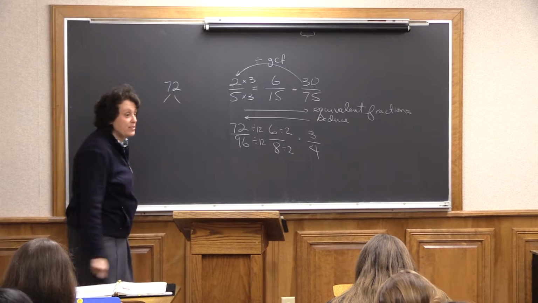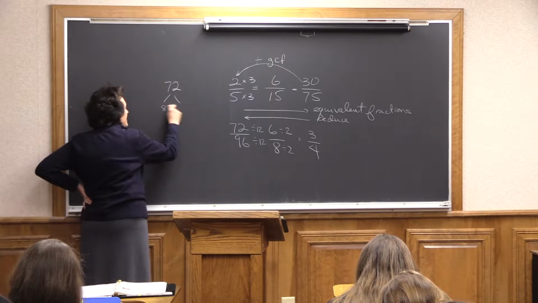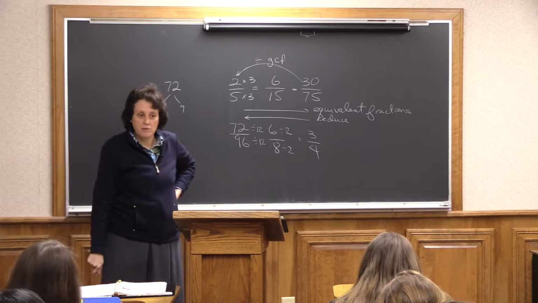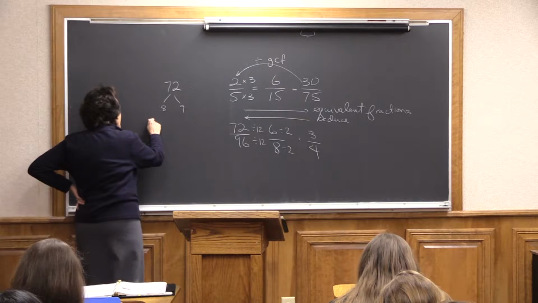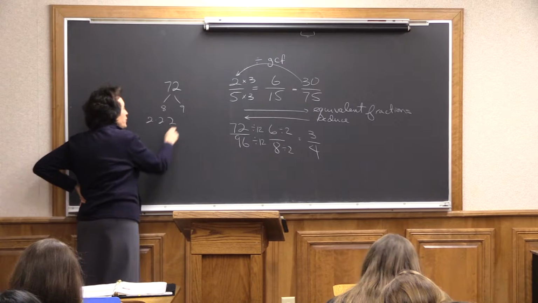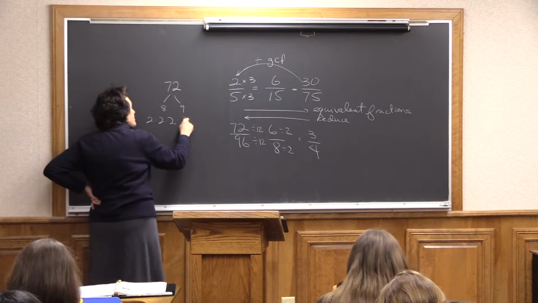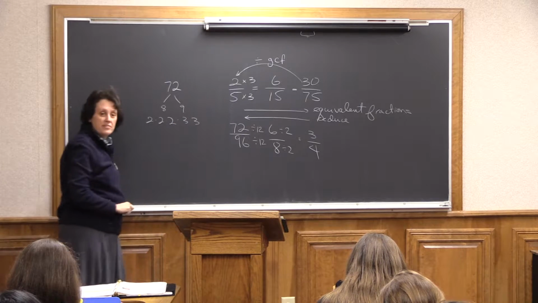So when I think 72, the first thing I usually think of is 8 times 9. It could be 6 times 12, it really doesn't matter. And then 8 I know is repeated 2s. 2 times 2 times 2. And 9 I know is repeated 3s. So there's 72.